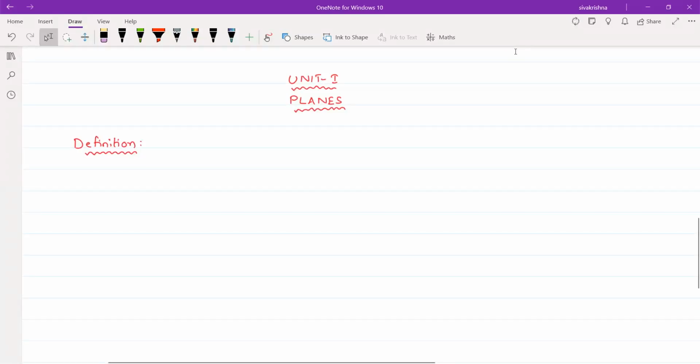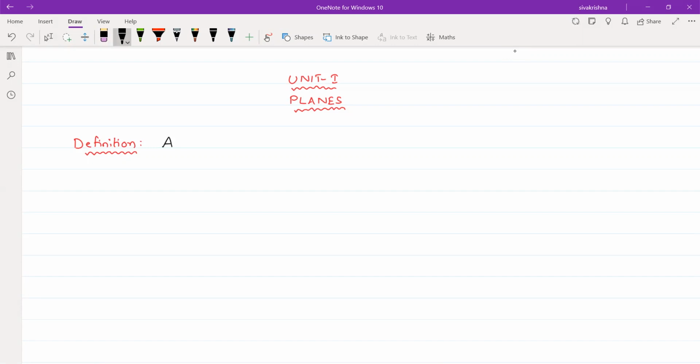Hello students, today I am going to start unit 1. The title of unit 1 is planes. First we should know the definition of a plane. Okay, so write down the definition.